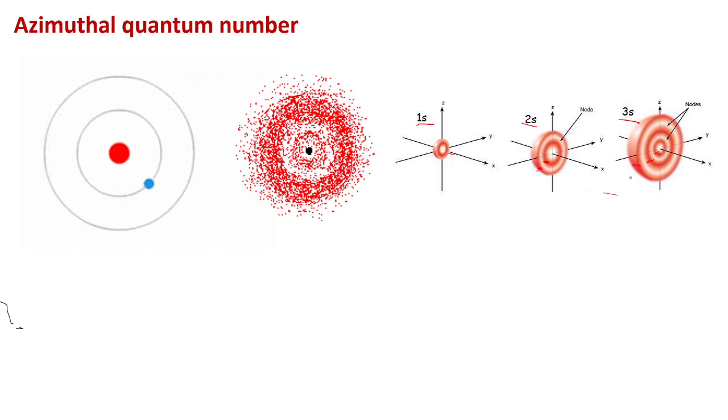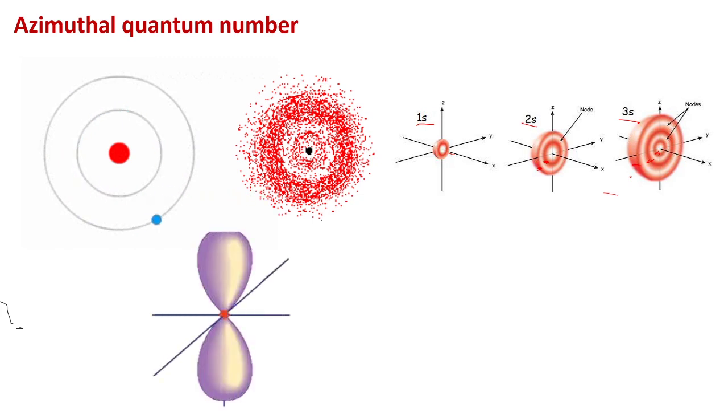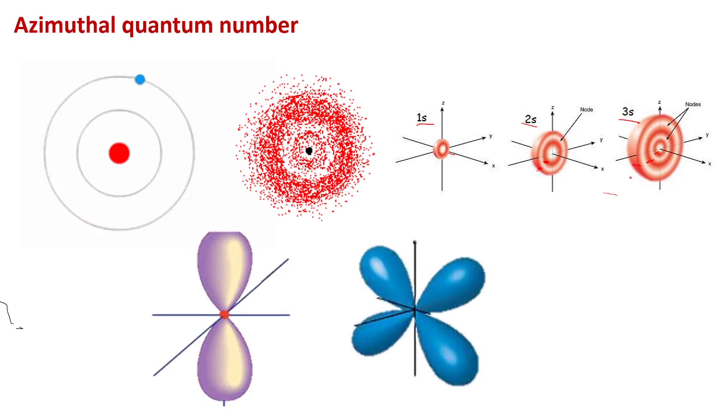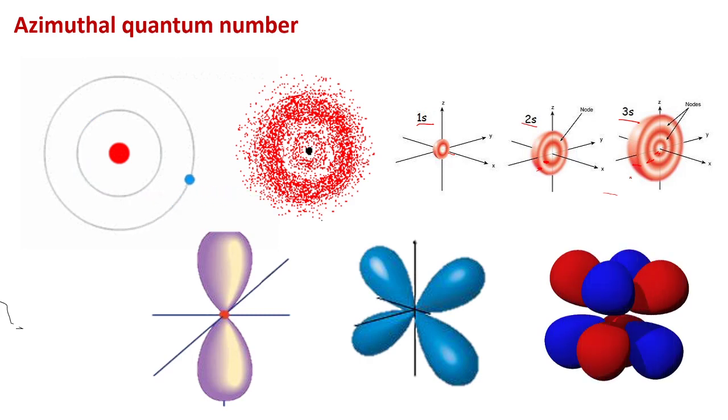Now, if the electron is moving in this pattern, is it always moving in a circular motion? That is not true, because the electron does not always move in a circular fashion. You can see that sometimes it takes a different shape, like a dumbbell shape. Sometimes the electron moves in the form of a double dumbbell shape, and there is one more complicated structure in which the electron can move around the nucleus.